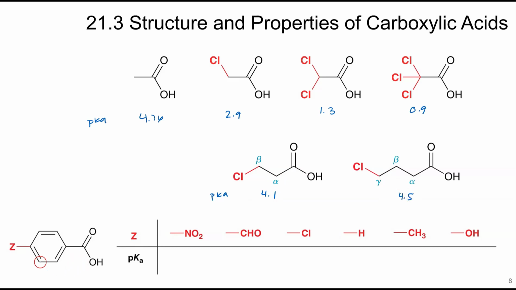With benzoic acid, if you have a group that is para, the electron withdrawing group that is strong lowers the pKa to 3.4. An aldehyde, which is not as strong of a withdrawing group, is 3.8. Chlorine is 4. Just regular benzoic acid is 4.2. If you have a methyl group para, that's 4.3, and then an alcohol is 4.5.